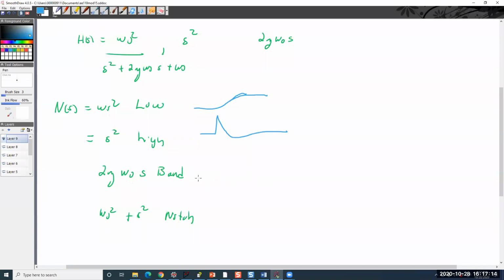The band will do, I'm not really drawing it well, but it'll come up and come down. And then the notch will do something like that. So the low ends at a non-zero value. The notch ends at a non-zero DC value. The high and the band end back at 0. So all of them are in control.